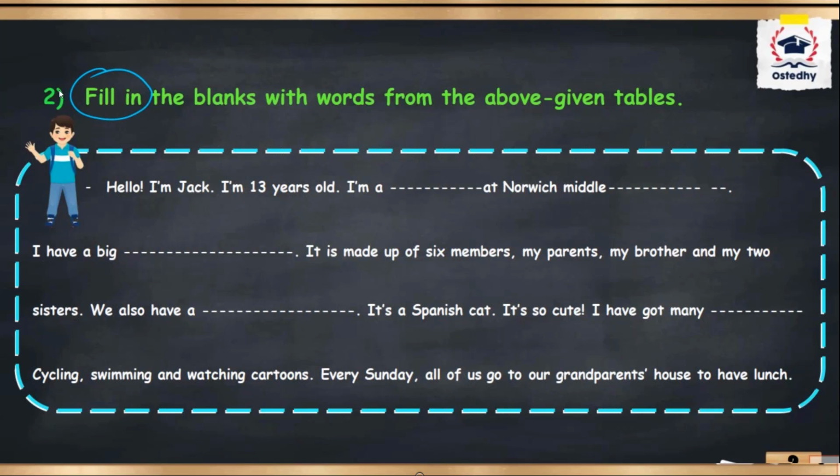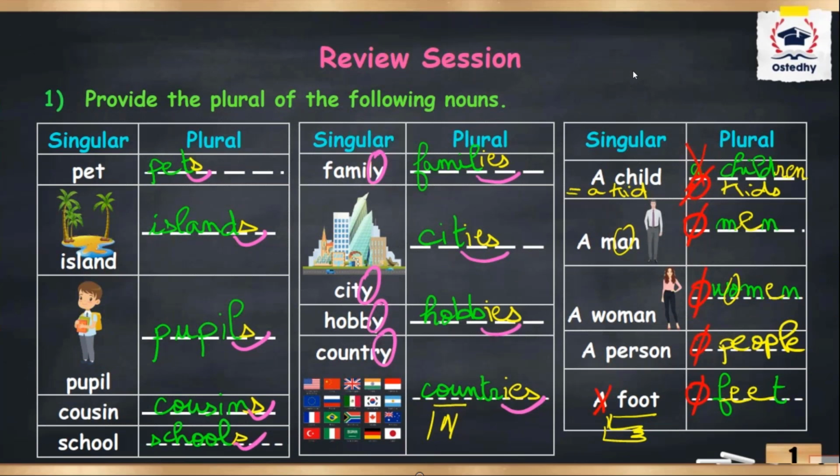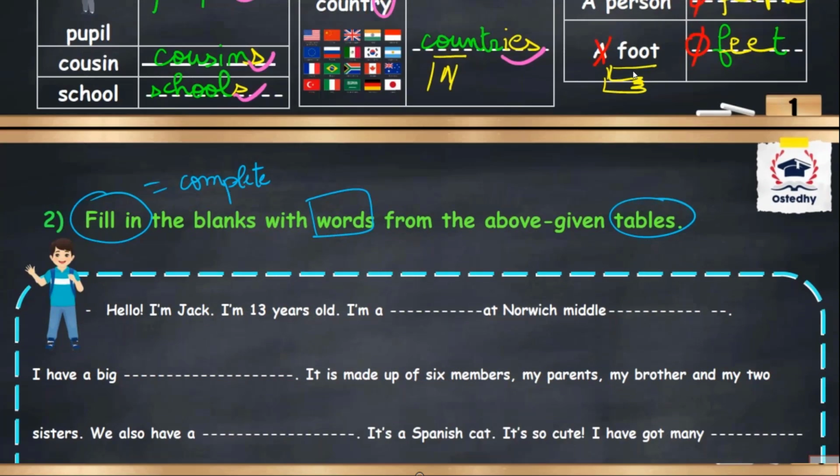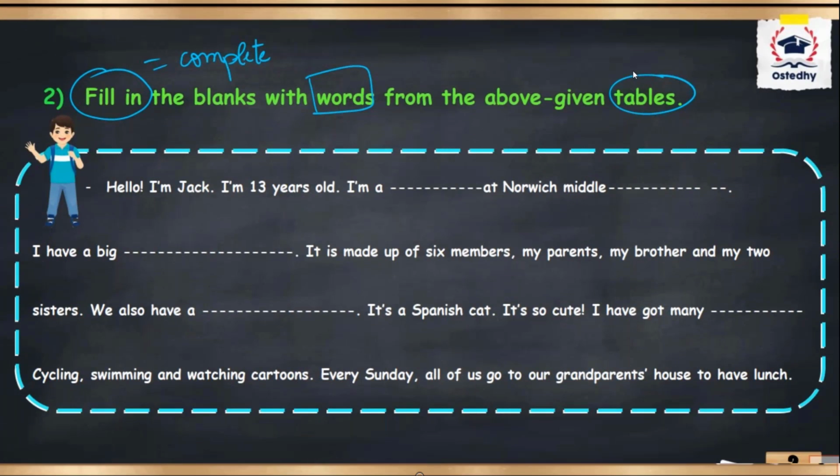Remember that word? That means to complete the blanks with the words that we have dealt with or talked about in the other tables we did here. So we're going to take the words from the first paper. Do you understand? Okay, so let's revise them all. Pets, islands, pupils, cousins, schools, families, cities, hobbies, countries, child, children, men, women, person, people, and then foot, feet. Okay, so we're going to use them in the next exercise. Did you get it? Good. So now you can read, Yusuf.